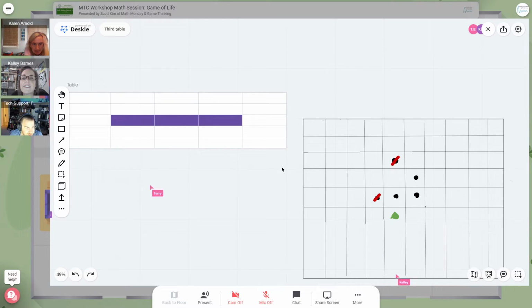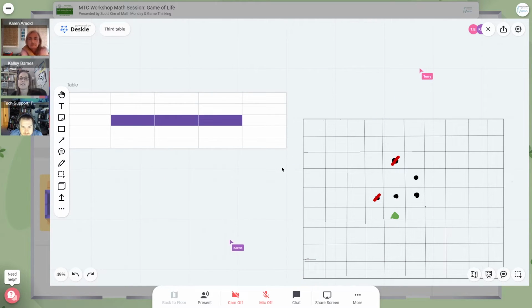Okay, that works. I think two more. Yeah, all right, cool. It's not working for me. I got it. Let's move it so it's a little bit more even.